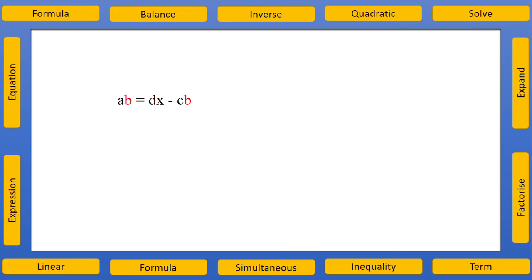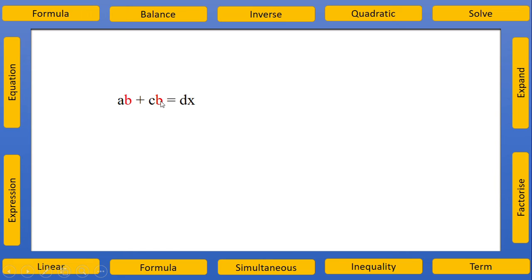Okay. Again, we need to make b the subject. B appears twice. So let's get all the b's onto the same side of the equal sign. Okay, so we're going to add cb to both sides. Okay, that minus cb is going to disappear from there, and it's going to reappear here as a plus cb.